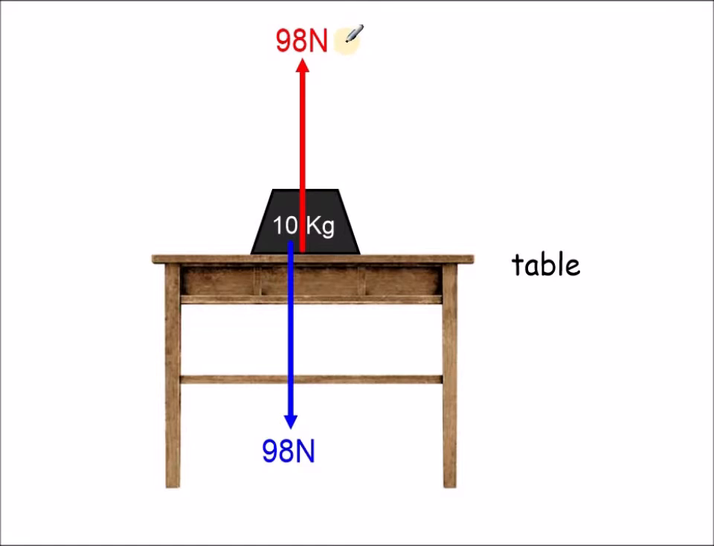Action, reaction, same magnitude, and the arrows tell you that the forces are in opposite directions. Remember, forces are vectors. They have magnitude and direction given by arrows on diagrams.